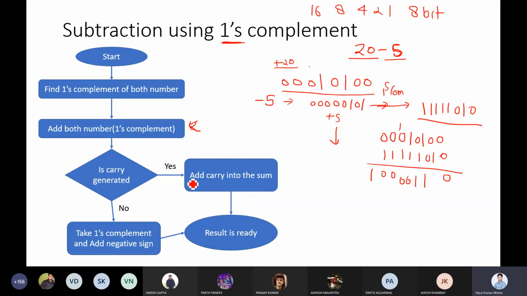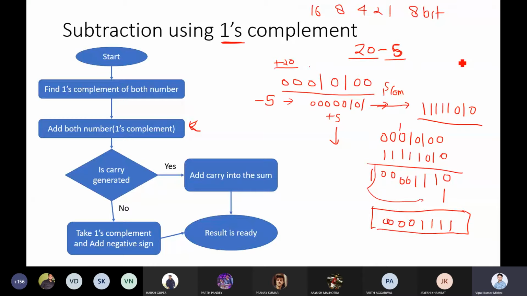Now what it is saying is, if there is a carry, yes, then add it here. So you are adding here. Then what will be the value? 1 1 1. You missed one 1 in between, this is wrong, yes this one. So 1 1 1 1, then 0 0 0 0, right? So this will become your plus 15.